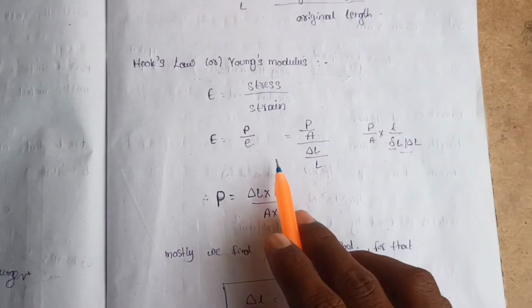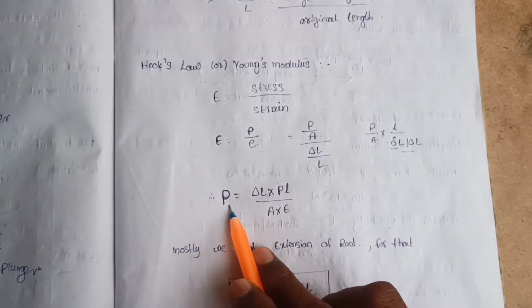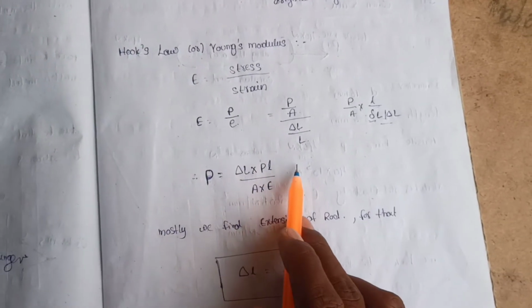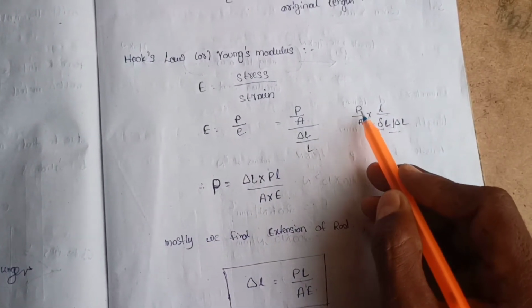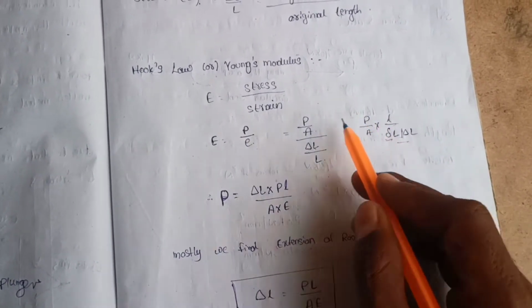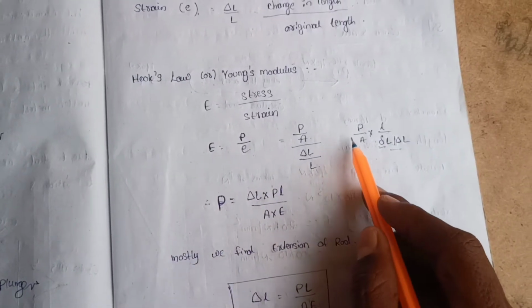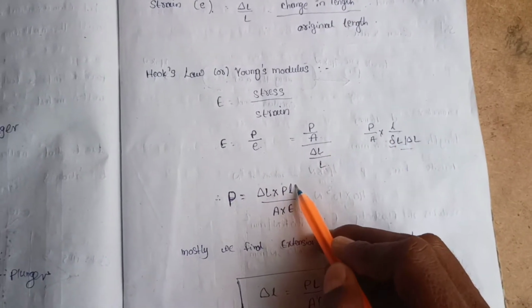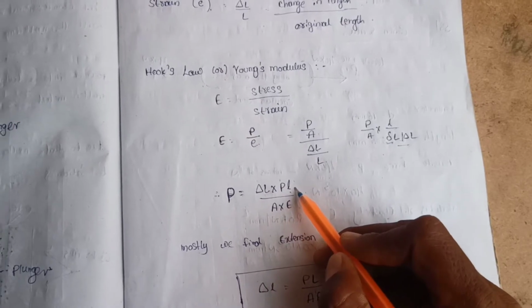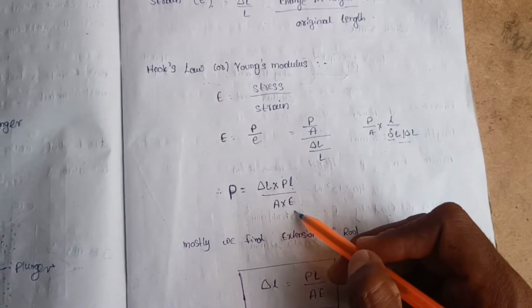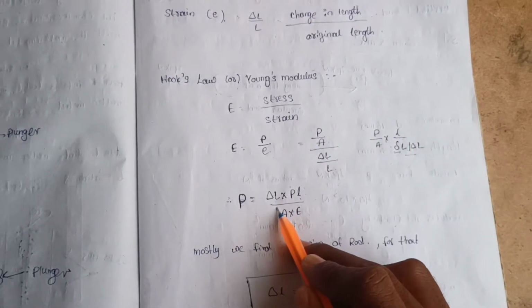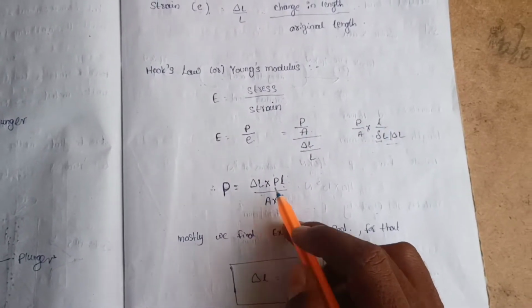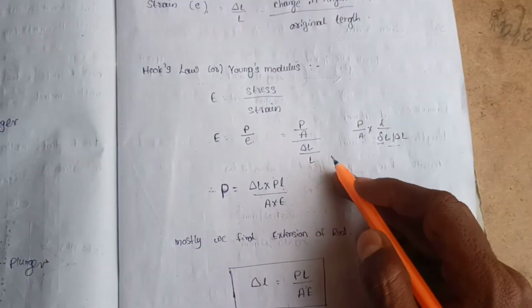If you want to find capital P, we can rewrite the formula in this type. There is no change at all, we just take the P to the outside. P is equal to delta L by L, delta L by P into L by A into E. We rewrite this formula like this, and there is no problem in rewriting it in such a way.